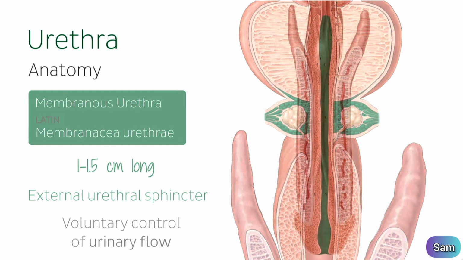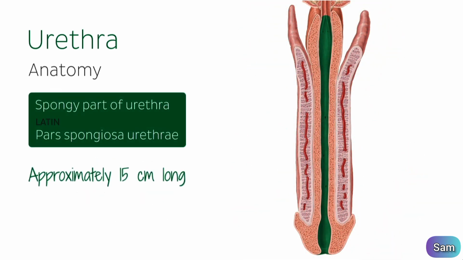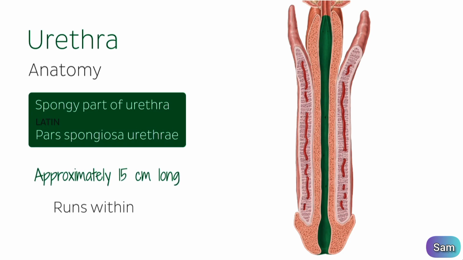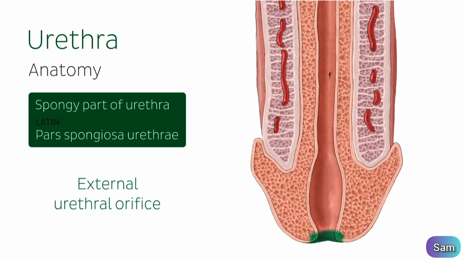The largest and most distal part of the urethra is the spongy urethra, which is approximately 15 centimetres long and runs within the corpus spongiosum. The spongy urethra ends as it opens to the outside environment through the external urethral orifice.